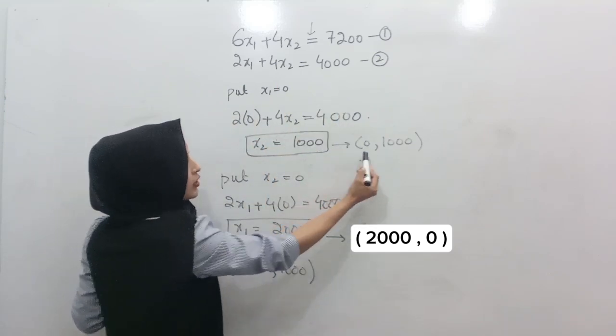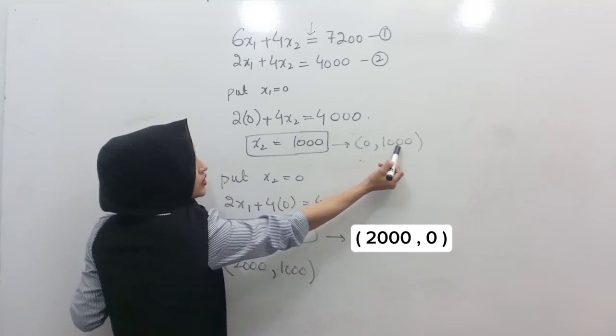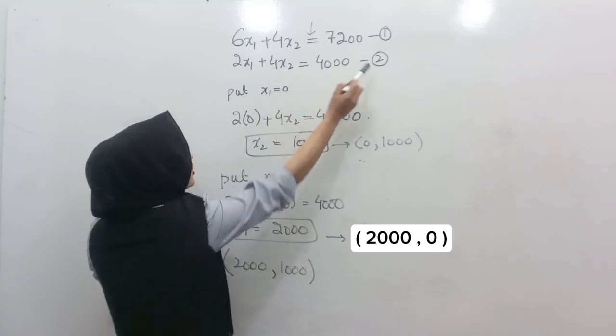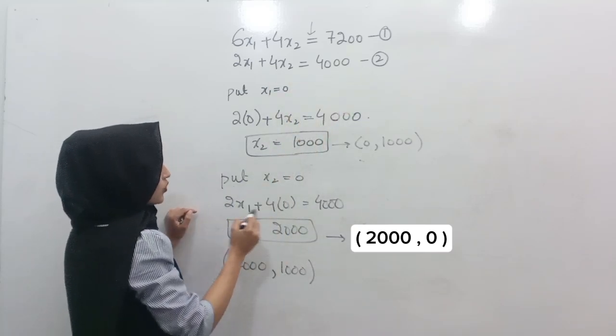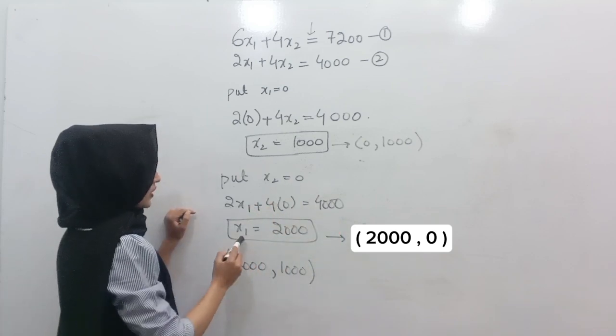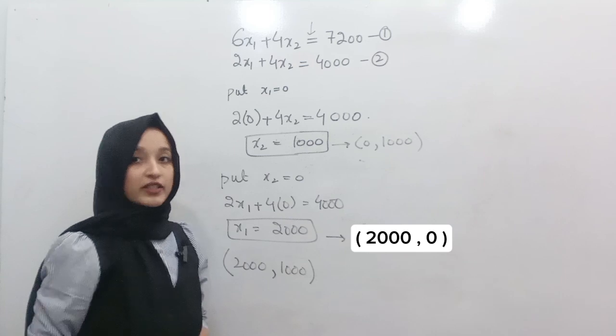And the point will be 0 and 1000 because x1 is 0 and x2 is 1000. Similarly, put x2 equals 0 in equation number 2, it will give 2x1 plus 4 into 0 equals 4000. So x1 will be 2000. Now use these points to plot the graph.